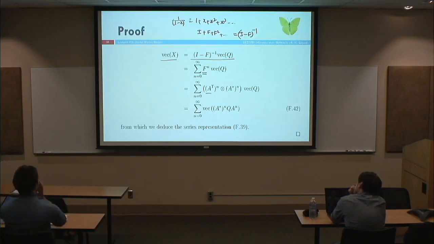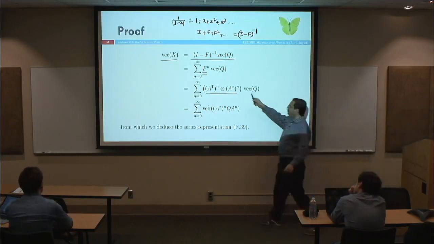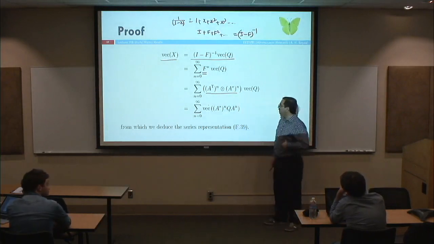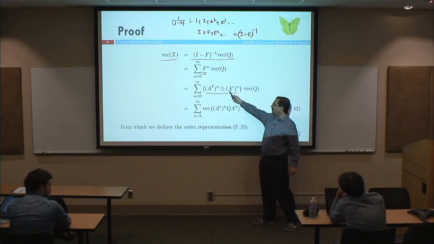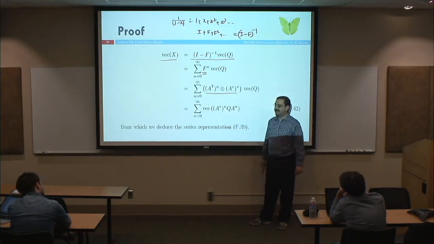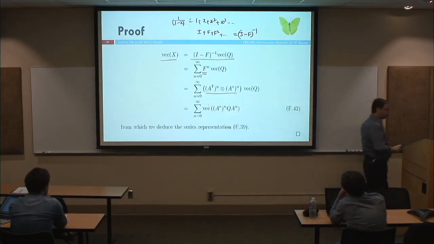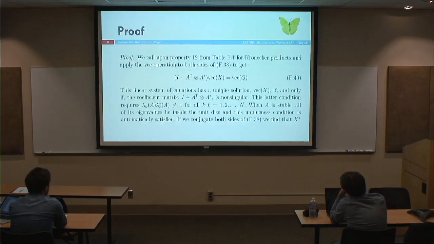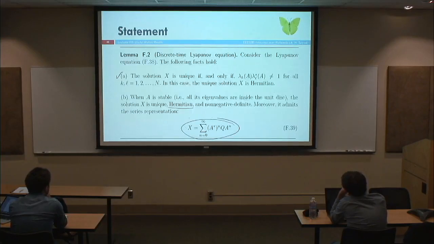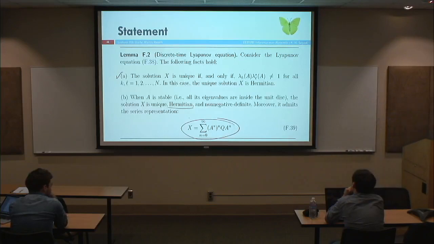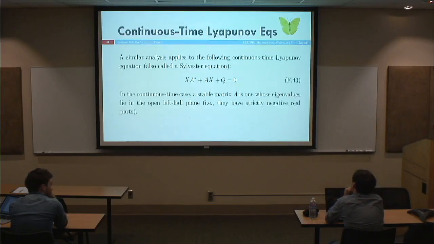And then I put back here what F to the N is, because when you take power N, you put the power inside. This is one of the properties. And then use the definition of VEC. This becomes VEC of that. So X is the sum of A star to the N, Q, A to the N. So you get this series representation for the solution. This is another way to write the solution.